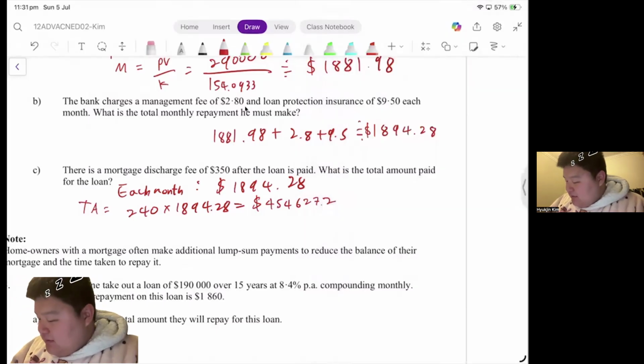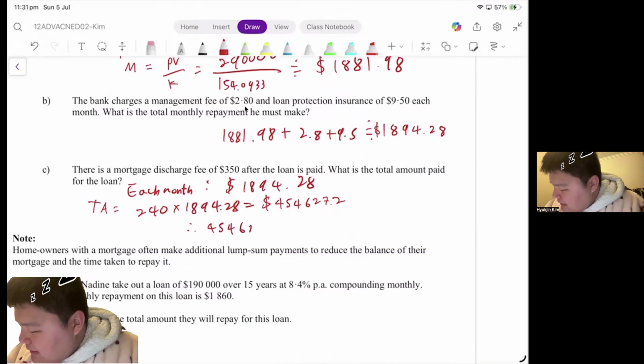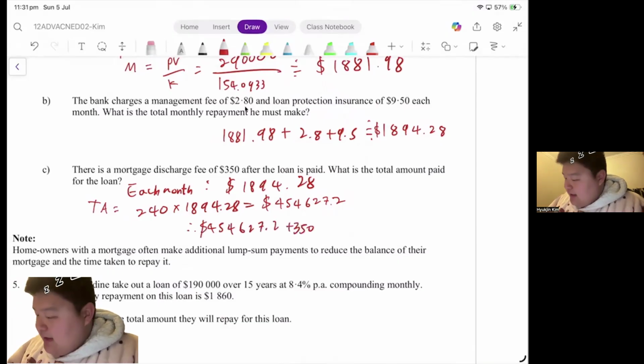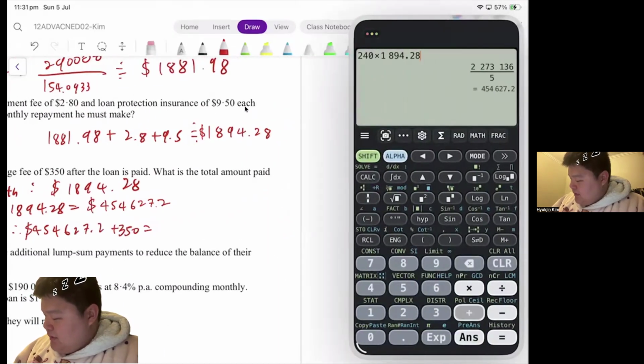And now I'm just going to be adding $350 at the end. Therefore, 454,627.2 plus 350, and that's got to equal 454,977.2.